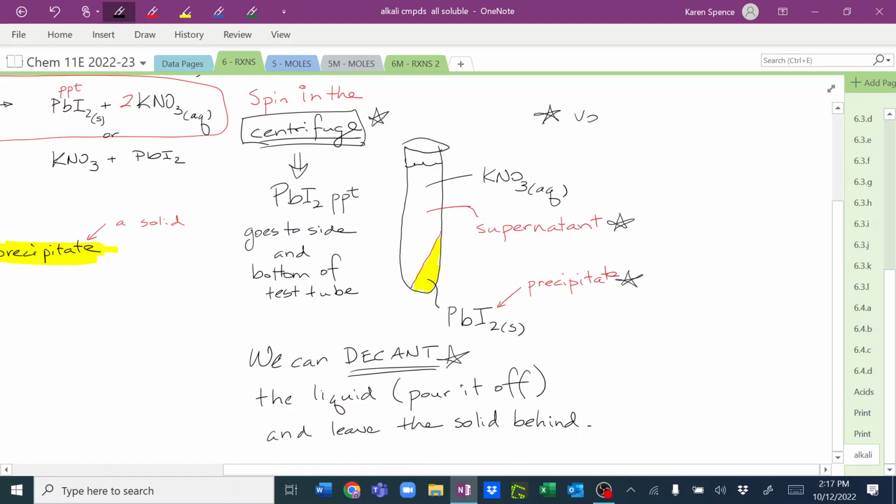You spin it really fast, and essentially it's like, what is it, centripetal or centrifugal force? I don't know which one it is. It's one of those outward forces, the spinning force. Yes. Uh-huh.